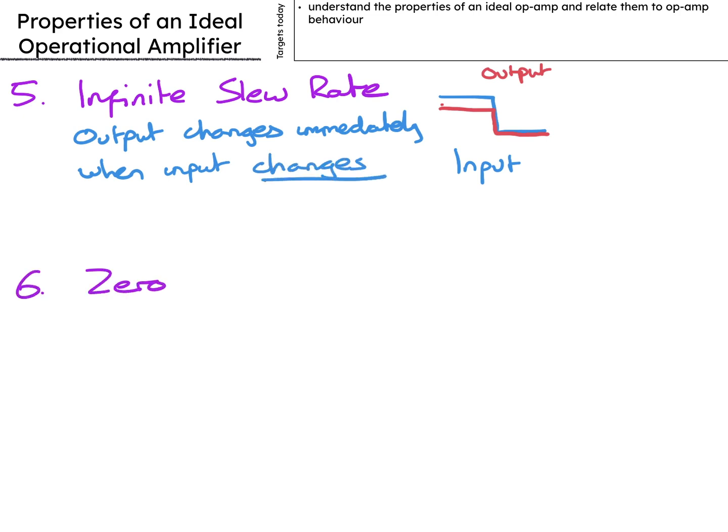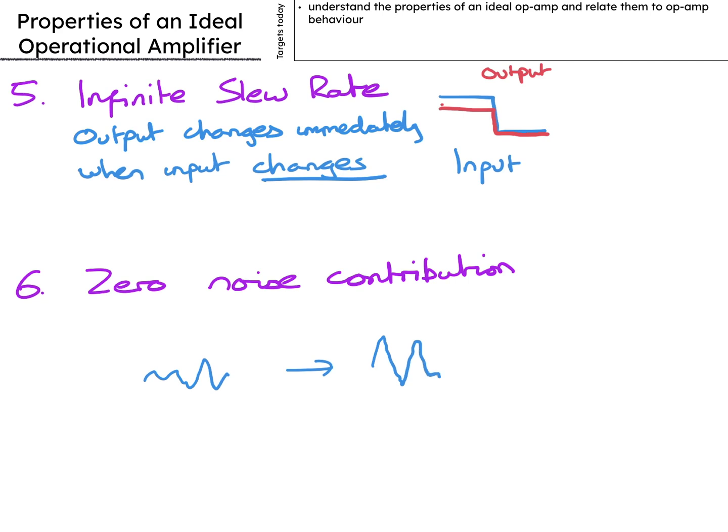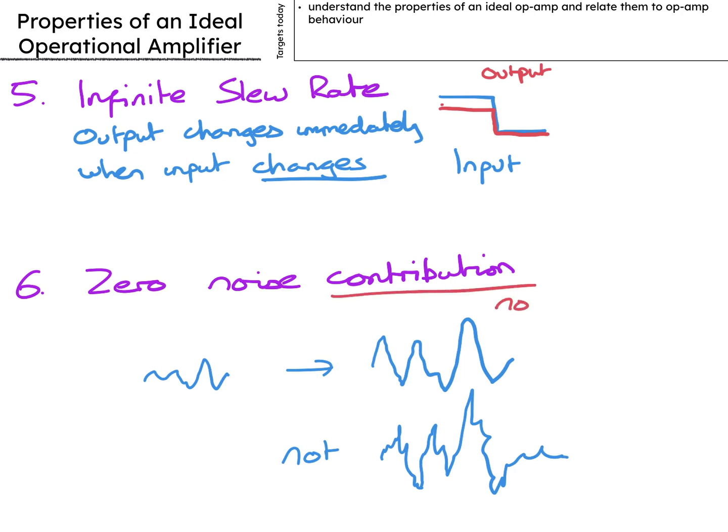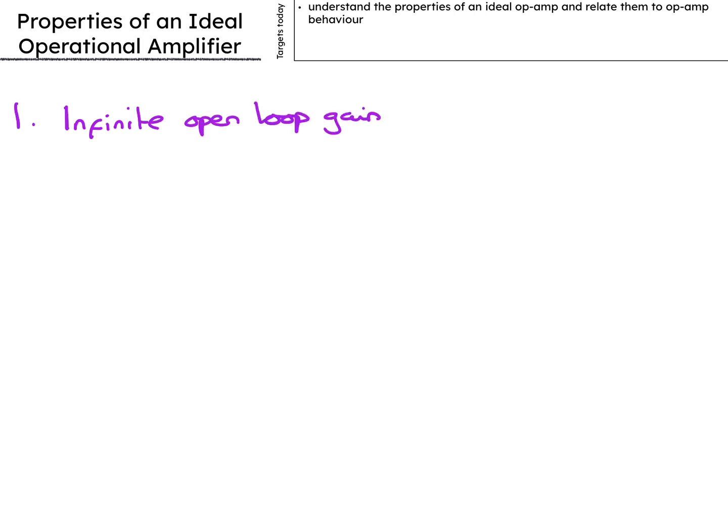Lastly, property number 6, zero noise contribution. Another obvious one, we don't want the op-amp to add noise to the signal. If there is noise already there, then there's nothing we can do about that. The op-amp will just amplify the noise as well. But the op-amp should not add noise to the signal. That's property number 6. So there you go with 6 properties of an ideal op-amp.